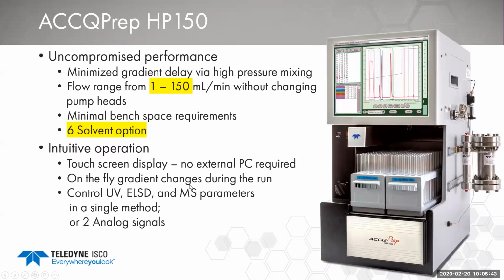The ACCQPrep 150 is the one that I typically focus on because we can get the best resolution out of it. The flow rates are typically 1 to 150 mils a minute if you're using UV and ELSD based detection. For mass spec, because of the delay volumes, we typically try and run it a little bit faster at about 3 mils a minute.